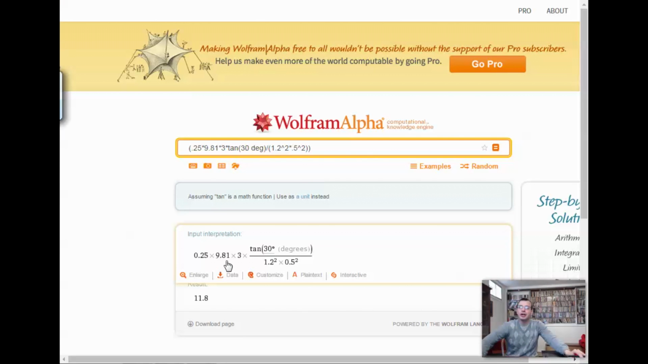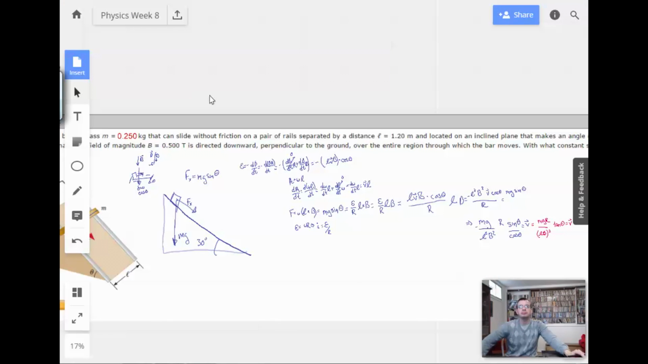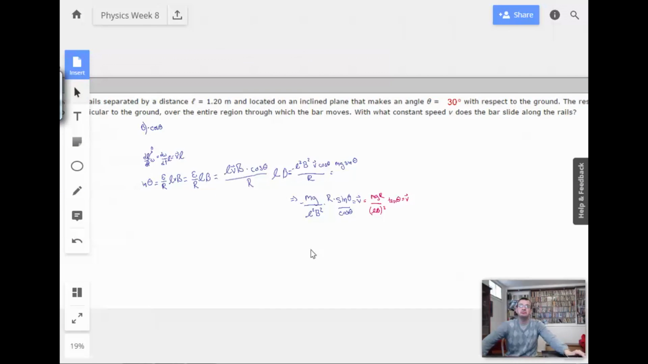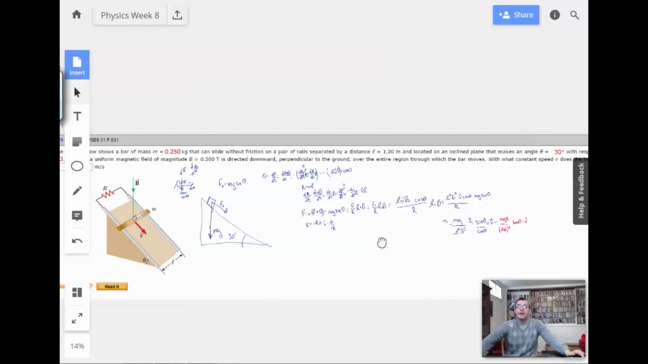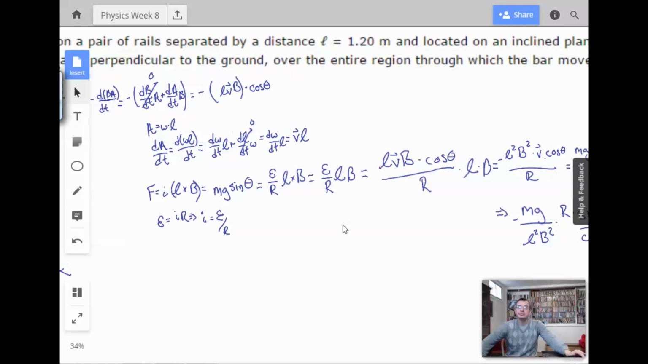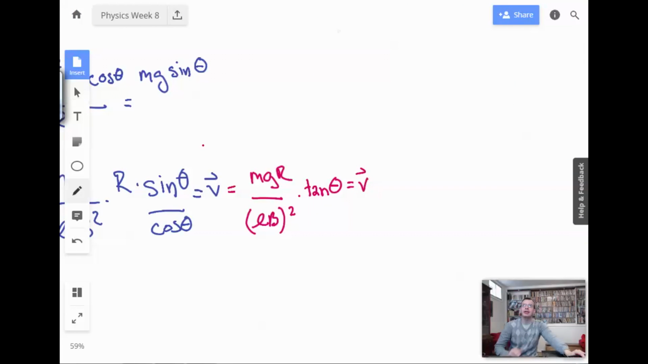So we got 0.25, 3, tangent of 30, 11.8. That seems reasonable. What constant speed is it? Well, that is an answer. I'd go with that. Okay, I'm going to be confident. Heck with this pansying around. Bam, 11.8 meters per second. Got it.